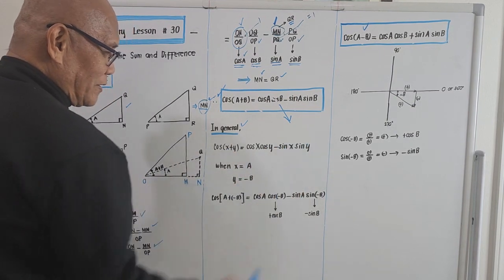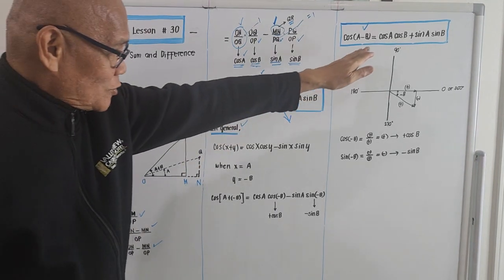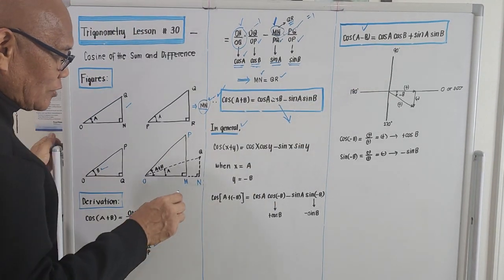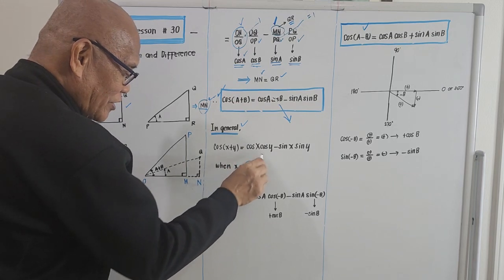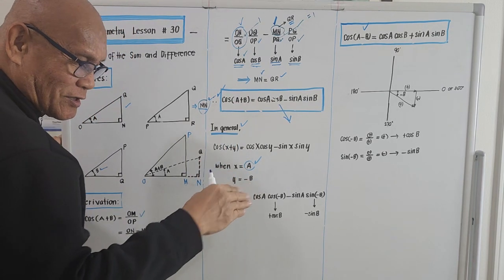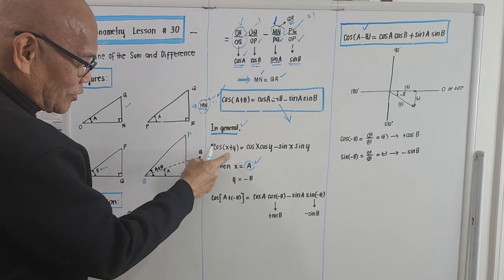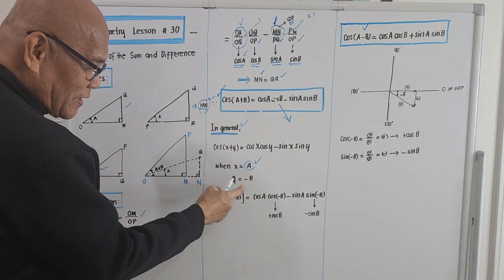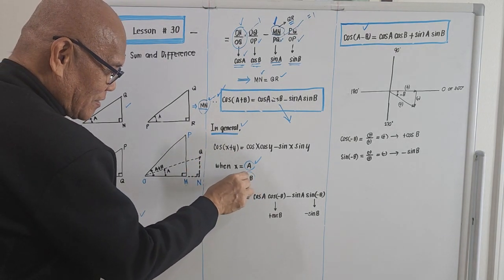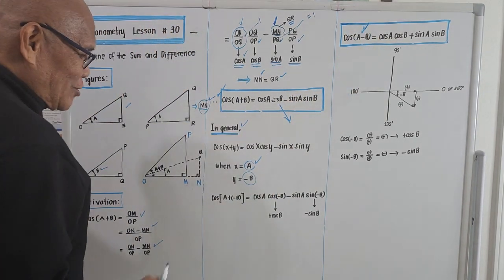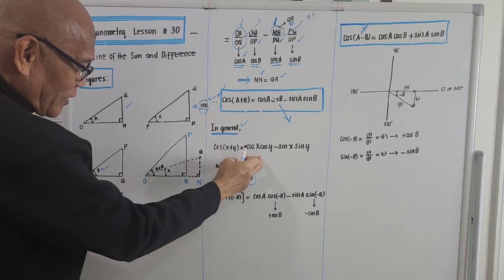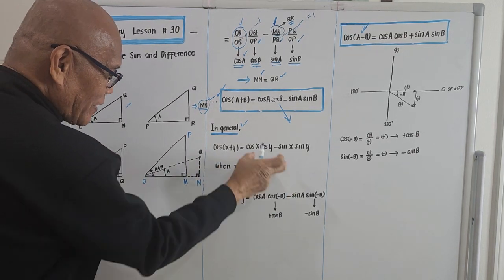Sine of x, sine of y. Okay, let's try to derive this one. If we now try to place x equal to a, we don't change the sign of a, it will still be plus. How about if we try to replace y by a value negative b? To make it a difference, really, right? So if we replace x equal to a and y equal to minus b back here, what will come out?